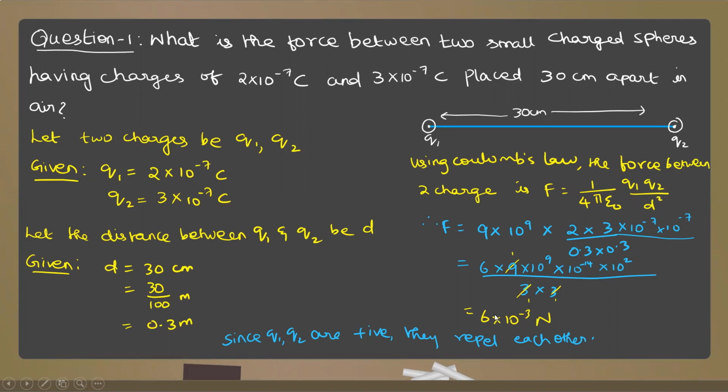So final answer, the force between the two charges is 6 into 10 to the power minus 3 Newton. Since both the charges are positive, they repel each other. We know like charges repel and unlike charges attract. Here they repel each other.